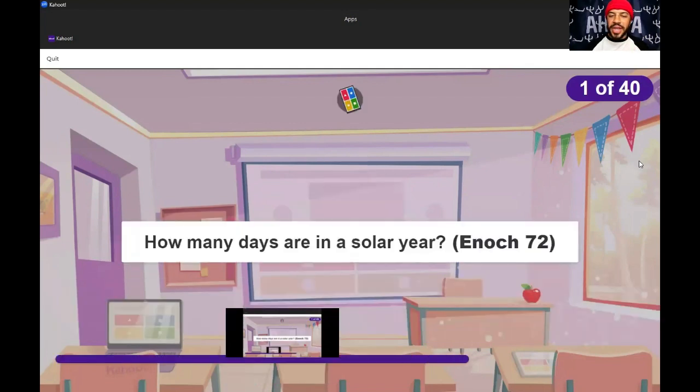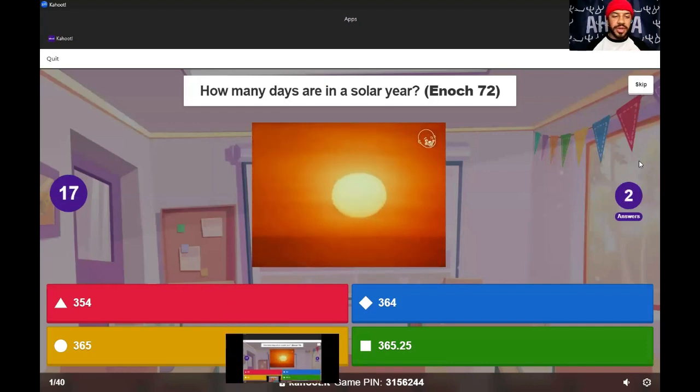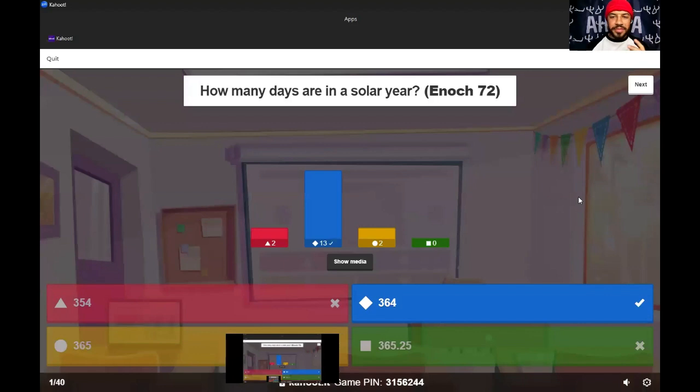How many days are in a solar year? This answer can be found in Enoch 72. Is it the red button, 354, the blue button, 364, the yellow button, 365, or the green button, 365 and a quarter? You got 3, 2, 1. Make sure, answer. You got 20 seconds on multiple choice, and you'll have 10 seconds on true and false. Let's make sure we get these answers in, and let's get adjusted to the speed.